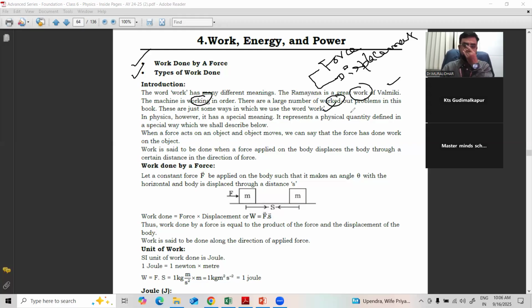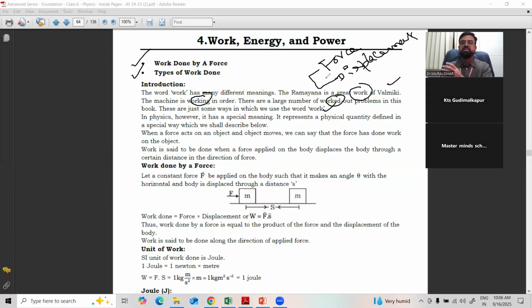Good work done by Valmiki in writing the Ramayana. The machine is working. The working condition of the machine is good. There are a large number of worked out problems in the physics book. Like that, there are so many ways you can use the word work in our regular life.